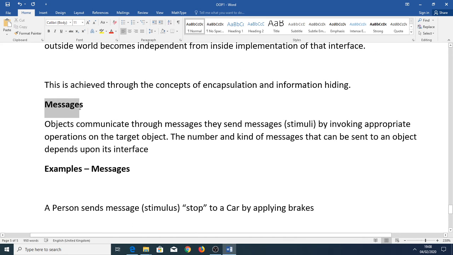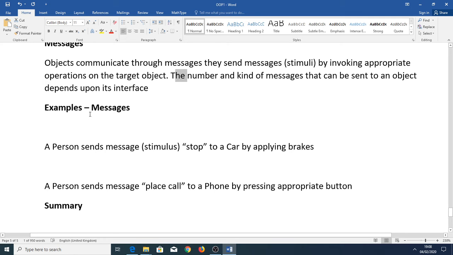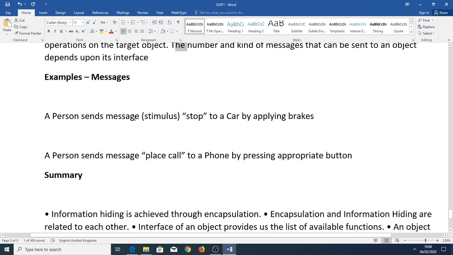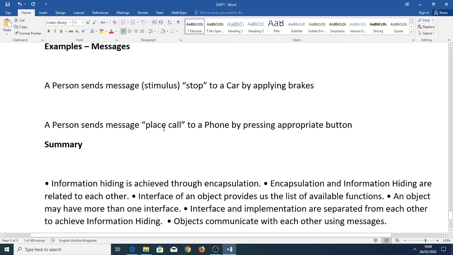Our next topic is messages. Objects communicate through messages. They send message stimuli by invoking appropriate operations on the target object. The number and kind of messages that can be sent to an object depends upon its interface. Examples of messages: a person sends message stimulus stop to a car by applying brakes. A person sends message place call to a phone by pressing appropriate button.